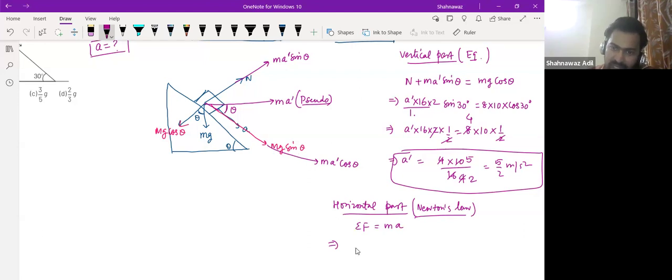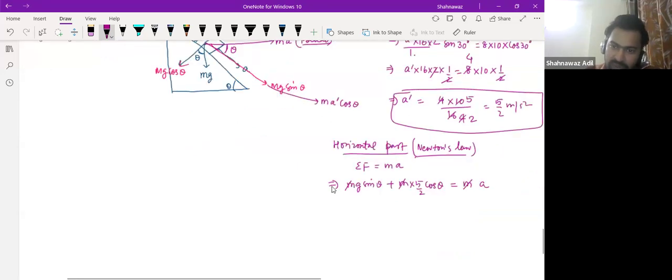All these are in the same direction. So mg sine theta plus ma prime. A prime we now know, that is 5 by 2 and cos theta. This is equal to ma. So m and m will cancel.